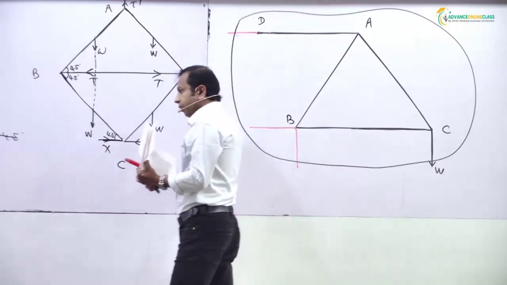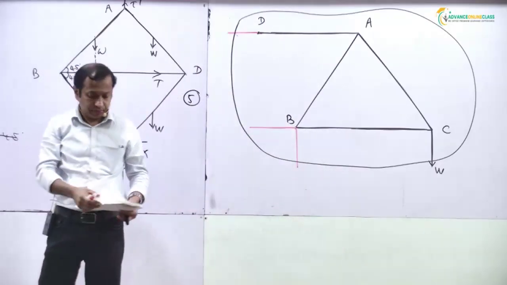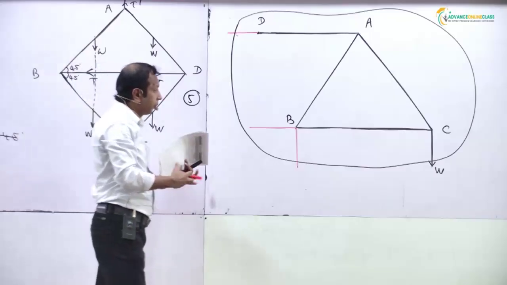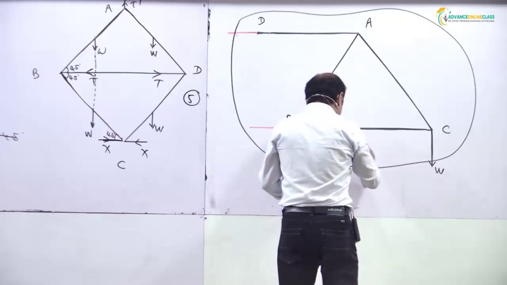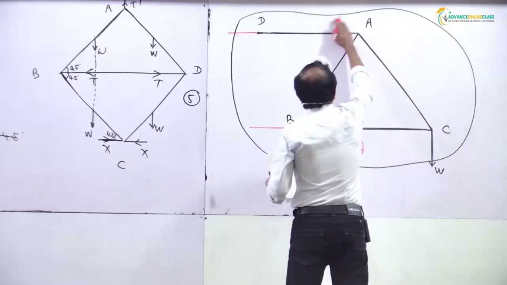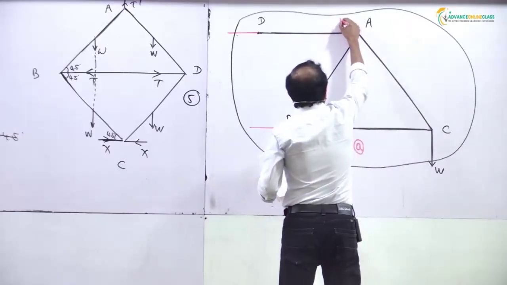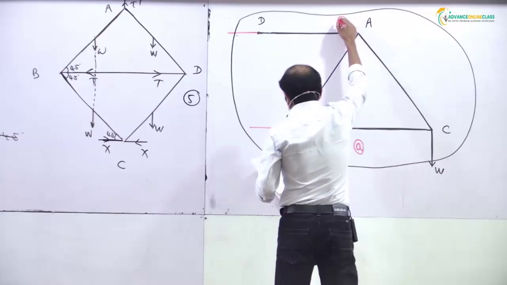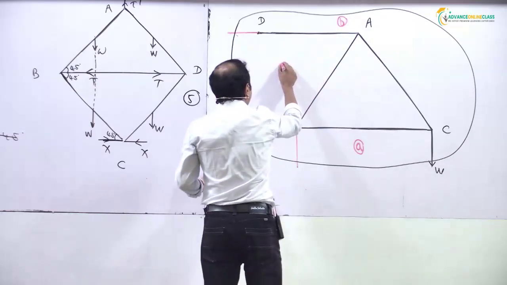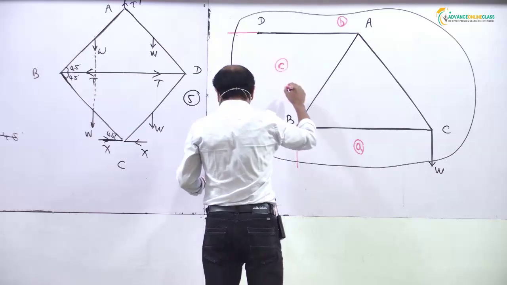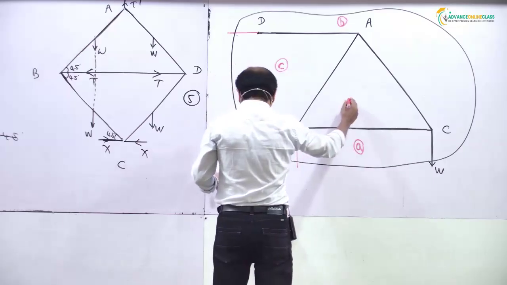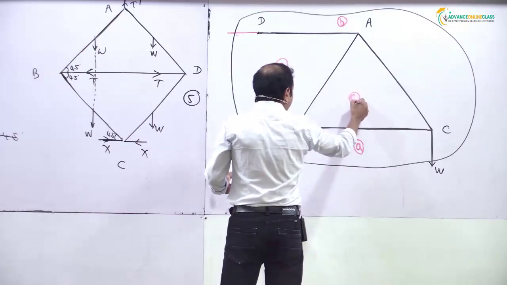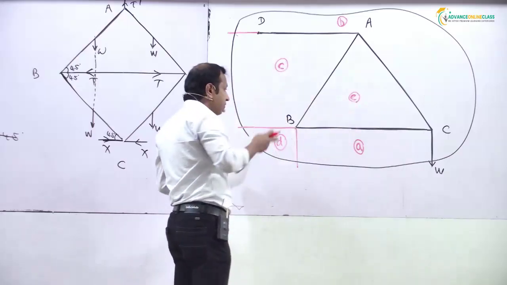Okay, this way, right? This is A. And the whole thing, this is B. This is C. This is D. This is E. Now we can draw the stress diagram very easily.